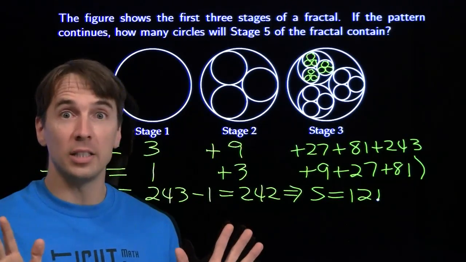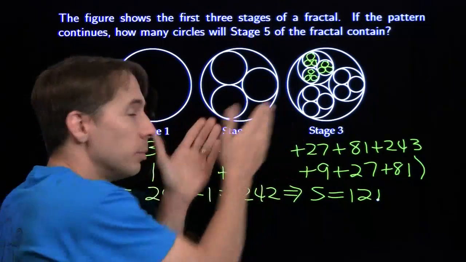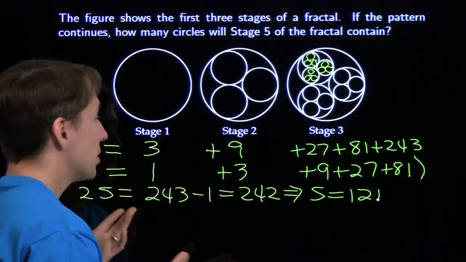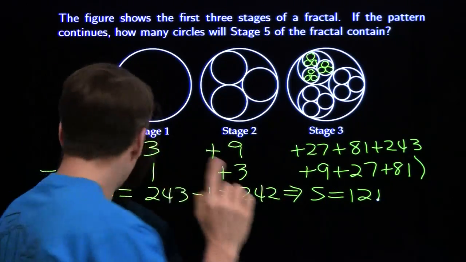So we got two strategies we just learned. Look at the difference between terms in a sequence, or look at the ratio between terms in a sequence. And sometimes that'll help you solve the problem.